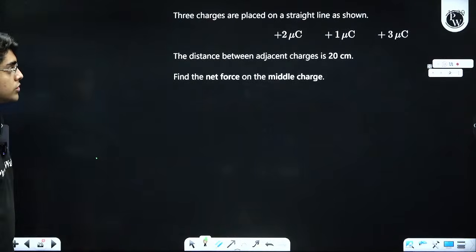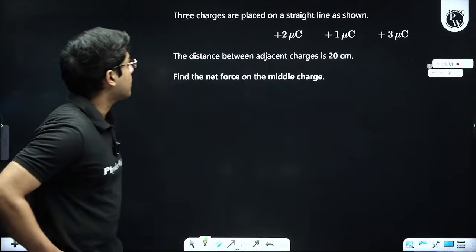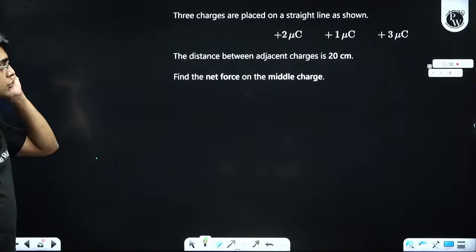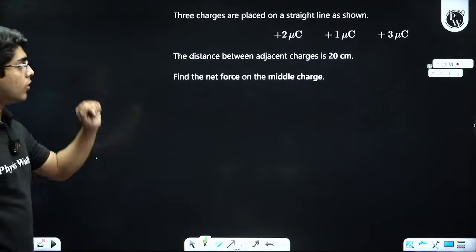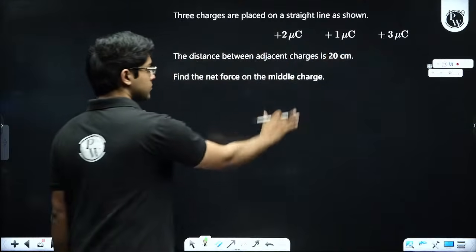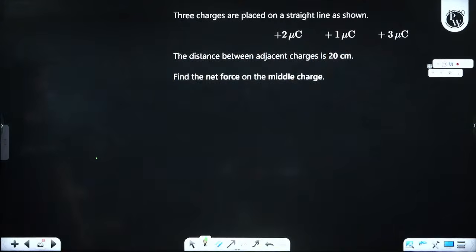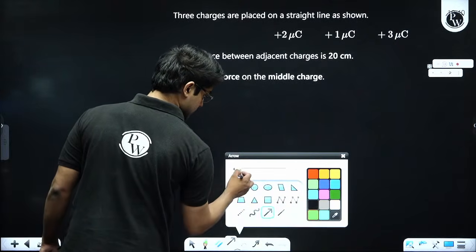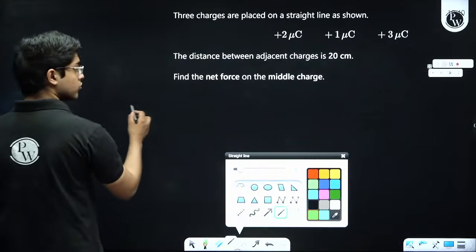Let's take a look at this question. Here we have three charges that are placed on a straight line as shown. The distance between adjacent charges is 20 centimeters. We have to find the net force on the middle charge. So let's draw the diagram.